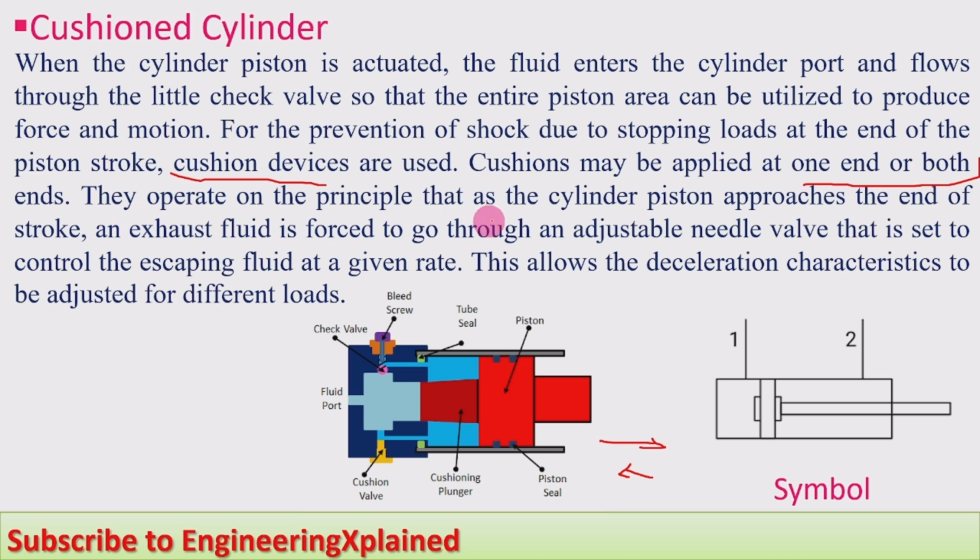They operate on the principle that as the cylinder piston approaches the end of the stroke, the exhaust fluid is forced to go through an adjustable needle valve. Here, when it has almost reached one end, the fluid flow to the cylinder will be stopped. We can see the extended part will enter here. The fluid is forced to pass through this needle valve, and thereby the fluid flow rate is reduced, so that the piston is slowed down and cushioned.